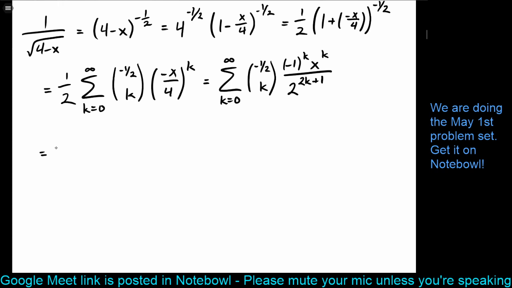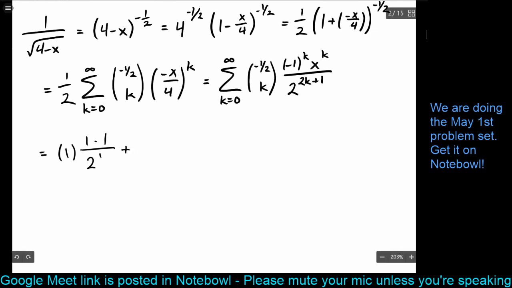So like here, what we would do is plug in 0, right? So if we plug in 0, anything choose 0 is, or sorry, is 1. So the first term will be 1 times 1 times 1 over 2 to the 1, right?